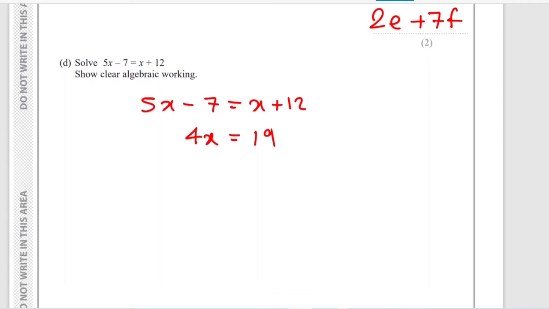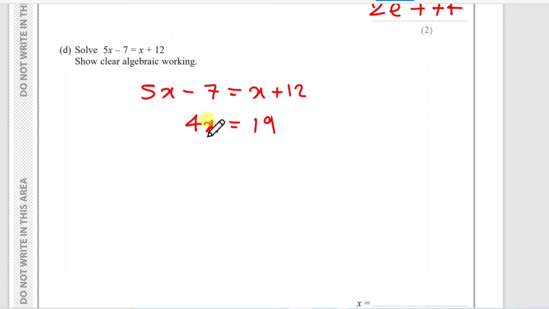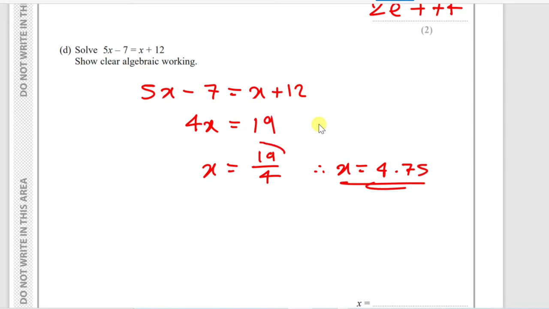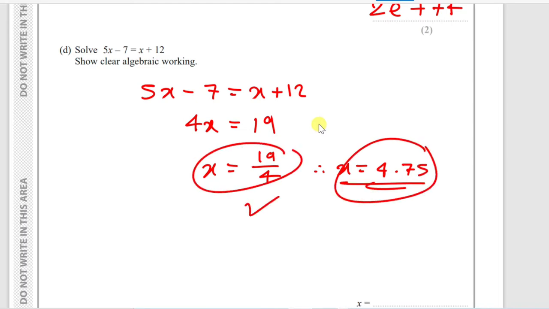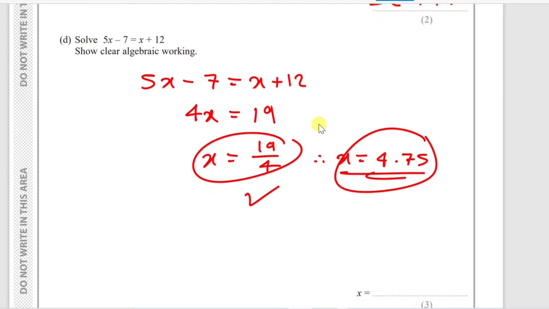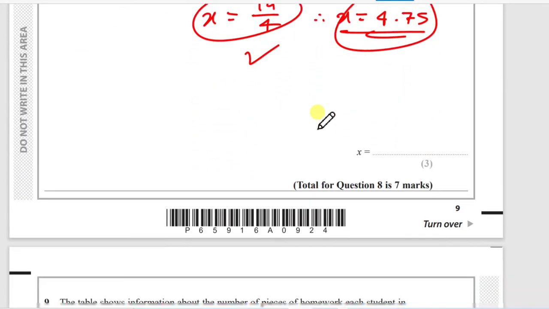Now, to get X, you got to split the 4 and X. Because it's 4 times X, you need to divide by 4 across. So it'd be X equals 19 over 4. You can leave it like that. You don't need to simplify it. But if you really want to, you can say, therefore, X, in the calculator, 19 divided by 4 is 4.75 as well. Again, you can leave it like that, or this. Both is fine. Now, moving on.